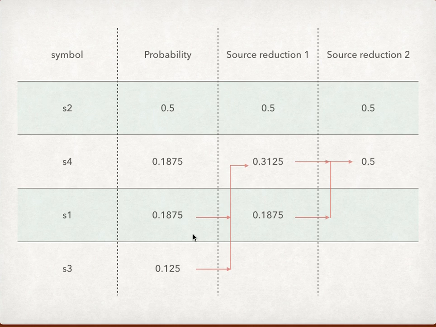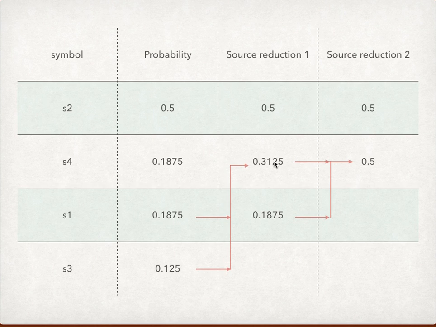Now what you'll do is combine the symbols with the lowest probability. You combine two symbols with the lowest probability to form a compound symbol. S1 and S3 are the symbols with the least probability, so these two symbols are combined to form a compound symbol. That compound symbol has a probability of 0.3125, that is the addition of 0.1875 and 0.125.